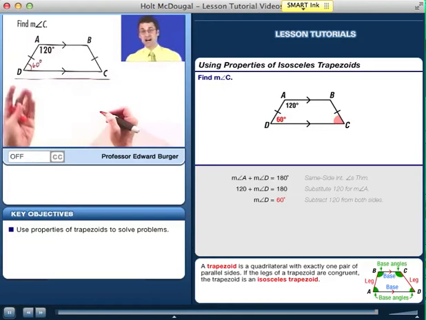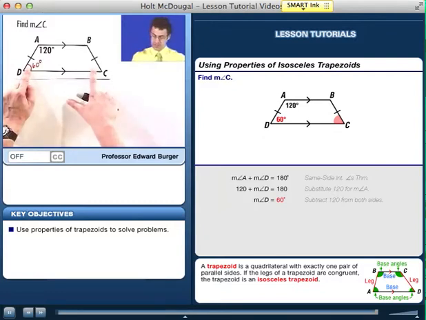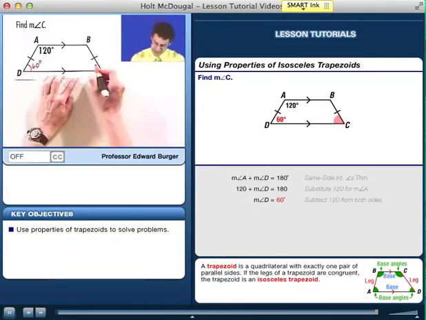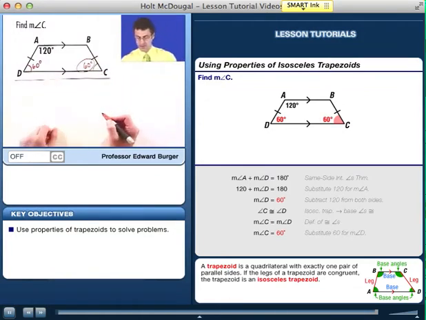And since it's an isosceles trapezoid, kind of like isosceles triangles in a way, we know that this angle measure will equal this angle measure. These two angles are congruent. And so therefore, if this is 60, bang, I see the answer to the question, what's the measure of angle C? It turns out to be 60 degrees.